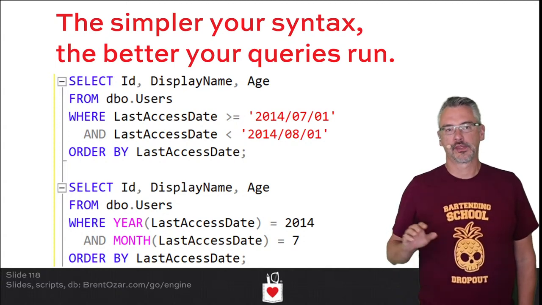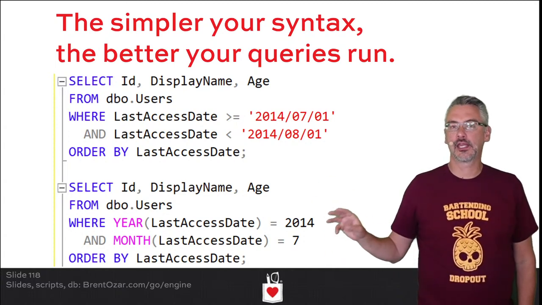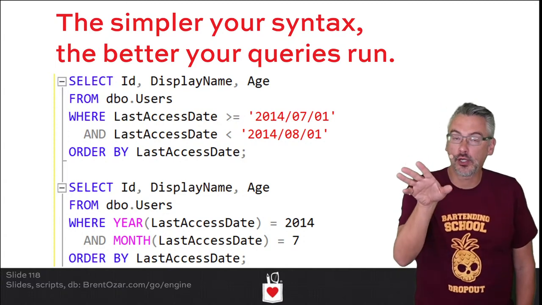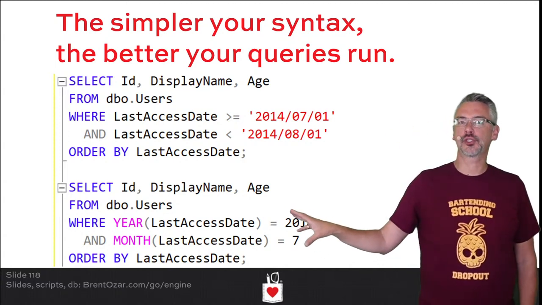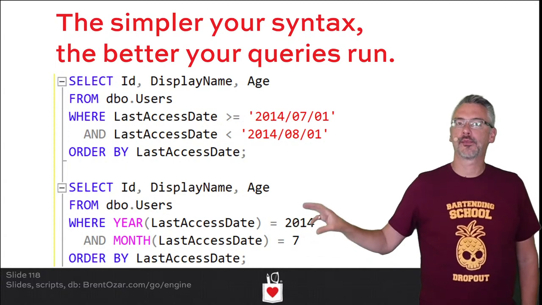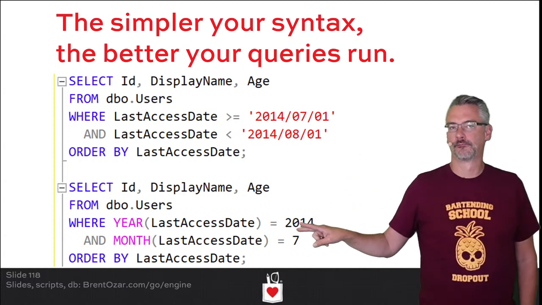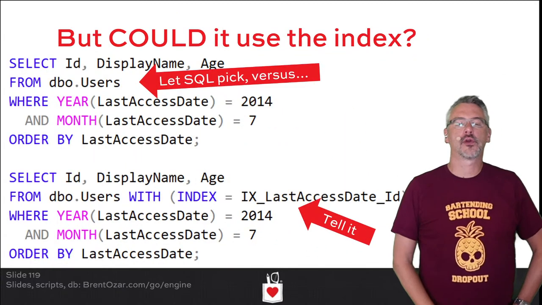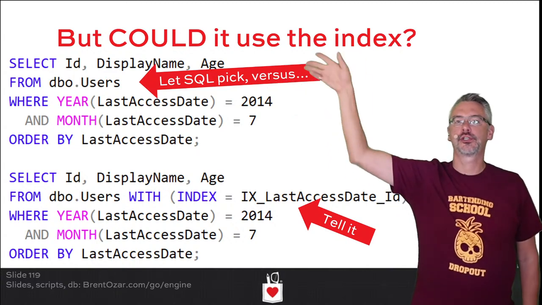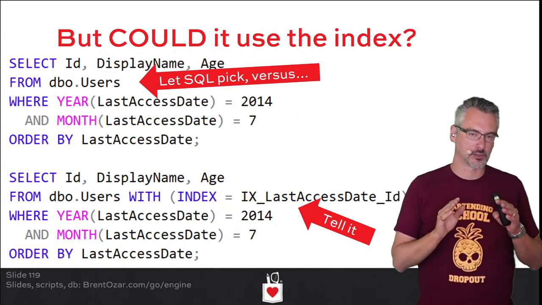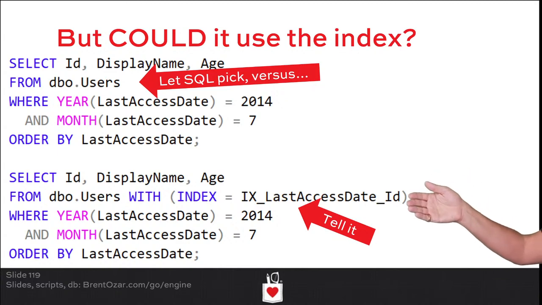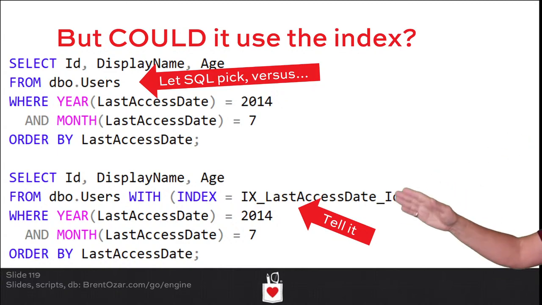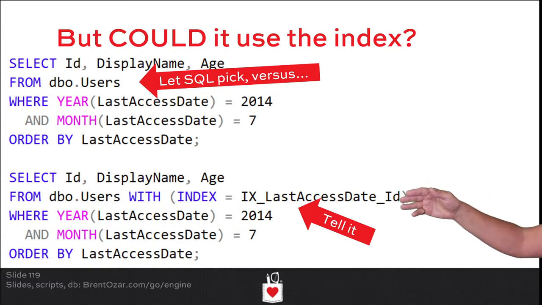In addition, SQL Server may not think it can use this index, but it could. Let's prove it. I'm going to take just this one query, and I'm going to run it two different ways. I'm going to start by running it by letting SQL Server choose which indexes it's going to use. Then I'm going to give it a hint. Hey, SQL Server, the trash is starting to smell. I'm going to give it a hint and say, I want you to use the index.